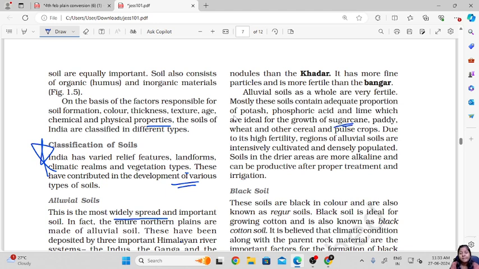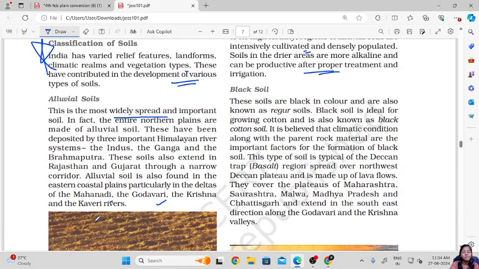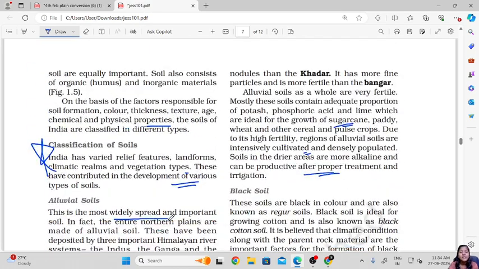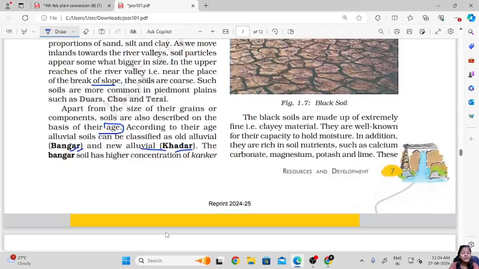Paddy, wheat, other cereals and pulse crops can be grown over here. Due to its high fertility, regions of alluvial soils are intensively cultivated and densely populated, and soils in the drier areas are more alkaline and can be productive after proper treatment and irrigation. So this is with regard to the alluvial soil. It can further be classified as old and new alluvial soil.